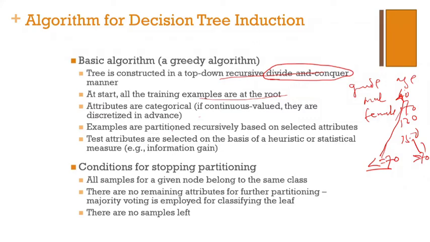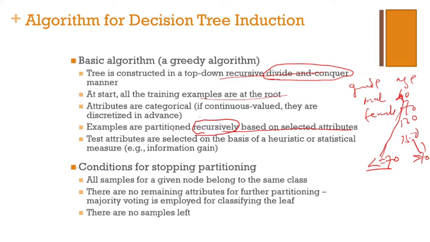So the examples are partitioned recursively based on selected attributes. Once you pick an attribute, where do you belong? Is it male or female? Then you categorize male to the left, female to the right. If you go to that side, and there's need for another partition, you keep doing that recursively. Recursive means the algorithm is going to be calling itself to come back again and divide and conquer. You keep dividing and conquering until there's nothing to divide, or the problem you want to solve is done, and all the samples are already consumed.